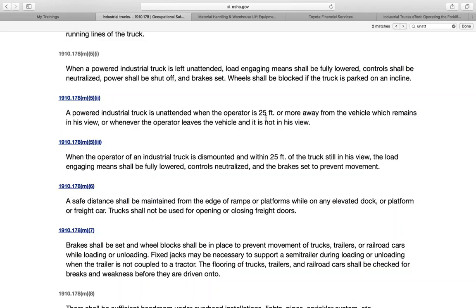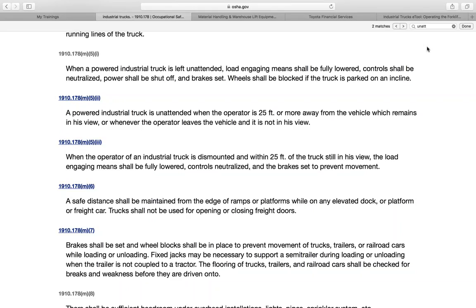So I tell people, if you walk on one side of a bay door and you cannot see your fork truck, you can be 5 feet away or 10 feet away. If you cannot see your truck, then it's unattended, okay? We must be able to have visual contact on it at all times and be less than 25 feet away. Otherwise, we have to follow the policy on unattended vehicles, okay?